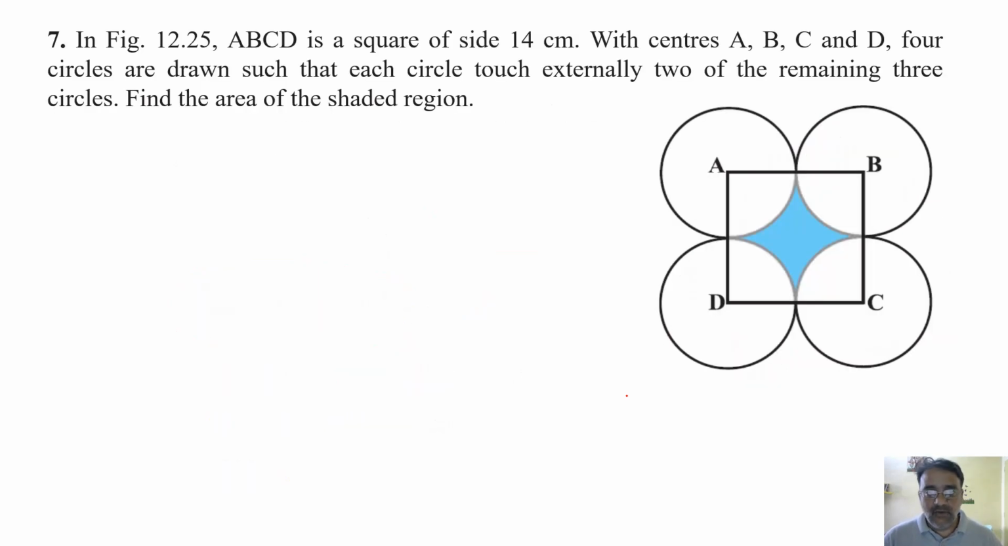No, sir. Right. Now we'll move towards question number 7. In figure 12.25, ABCD is a square of side 14 centimeter with centers A, B, C and D. 4 circles are drawn such that each circle touch externally 2 of the remaining 3 circles. Find the area of the shaded region. So ये भी R हो जाएगा और ये भी R हो जाएगा.